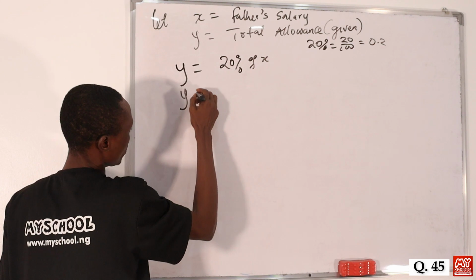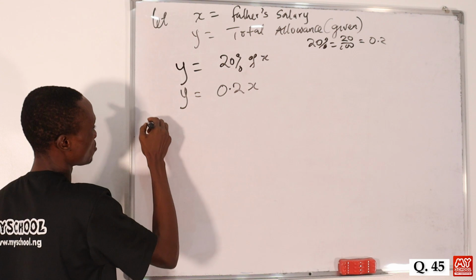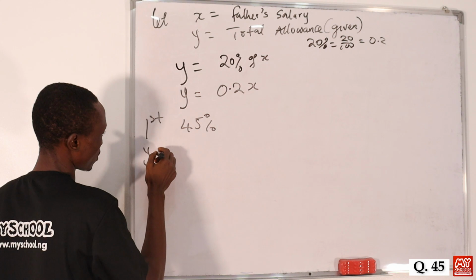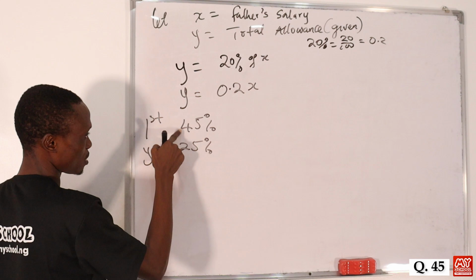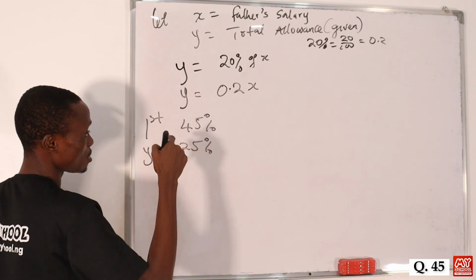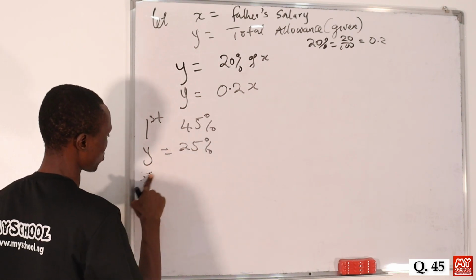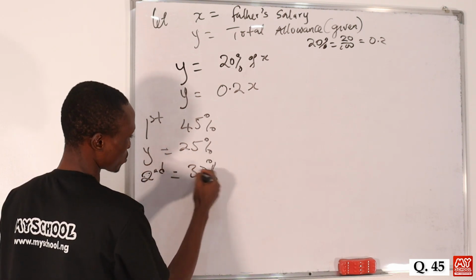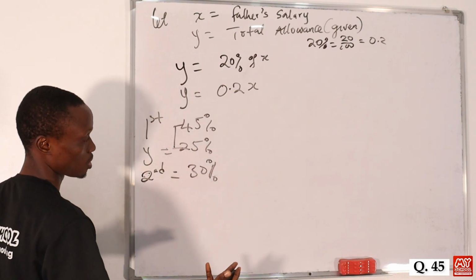Okay, so here we'll be using y = 0.2x. Remember the first child got 45%, while the youngest got 25%. So if the youngest got 25% and the eldest got 45%, then the middle child, or second child in this case, will not get 30%, because if I add 45 to 25, that will be equal to 70%.